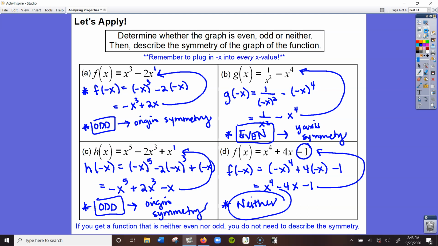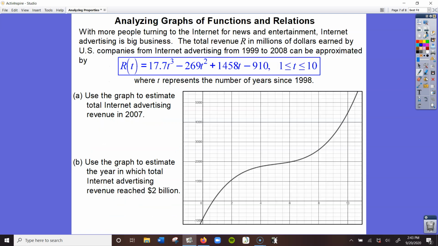Now the last thing we're going to do is we're going to read a few scenarios and see how we can get information based on that scenario and its graph. Okay, so for this one, it says, with more people turning to the internet for news and entertainment, internet advertising is big business. The total revenue R in millions of dollars earned by U.S. companies from internet advertising from 1999 to 2008 can be approximated by, and then you have that equation, where T represents the number of years since 1998.